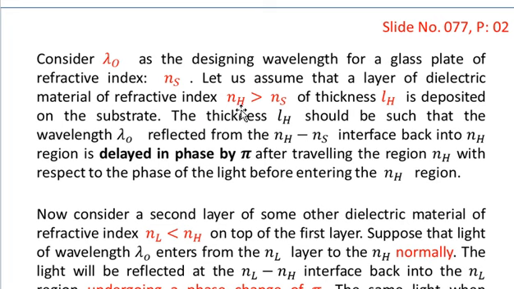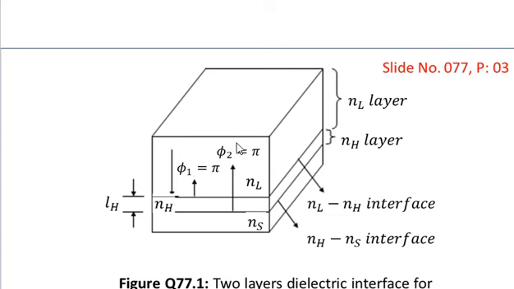The 2-layer dielectric interface as shown in figure 1 can thus be considered as one of the reflectors of a laser cavity. So if we are using this material as a laser cavity, then one end of the laser cavity will be due to the NL, NH and NH-NS interface, and the length of NL will form the length of the cavity. And of course we can use at the other end, that is at the top face of the NL material, an output coupler for the laser light to come out from that region.